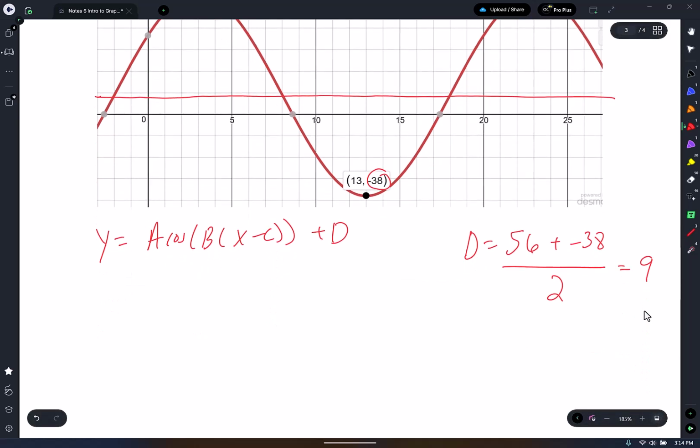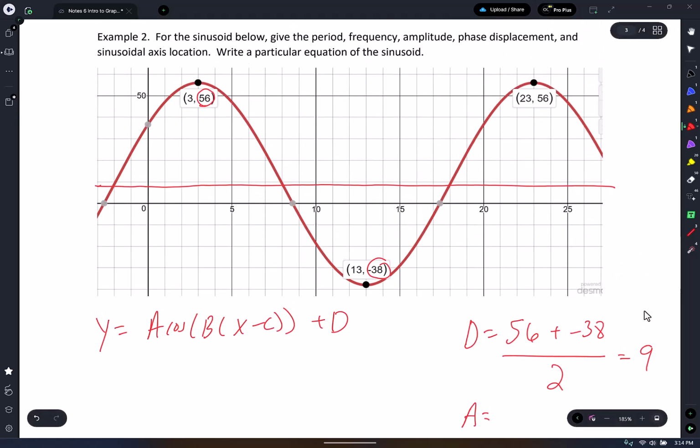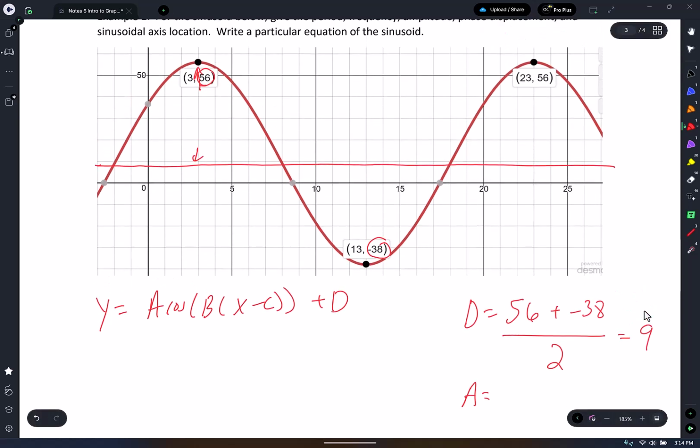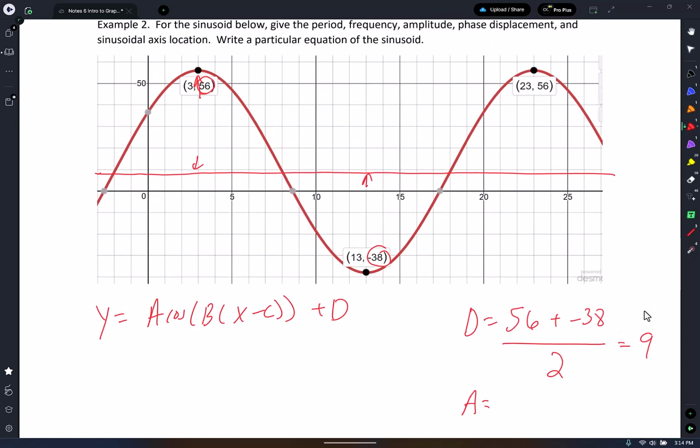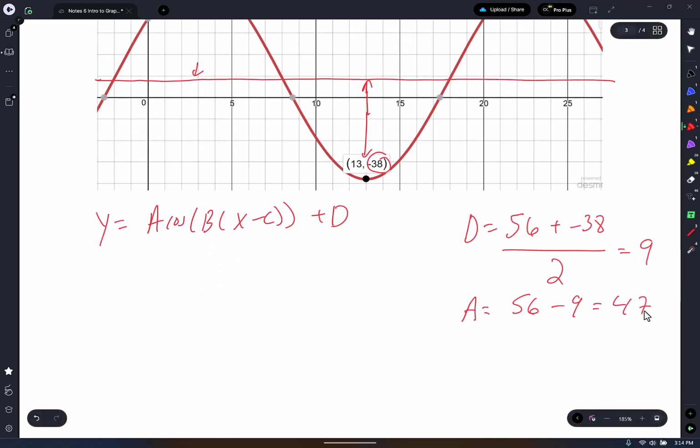The next thing that I think is easiest to figure out is the amplitude. The amplitude is the distance from the peak to the midline or from the midline to the minimum. It does not matter. So I'm going to go 56 minus 9, so that's 47. Or you could have done 9 minus -38, and again, that's 47. Do you guys see how we're doing it, guys?